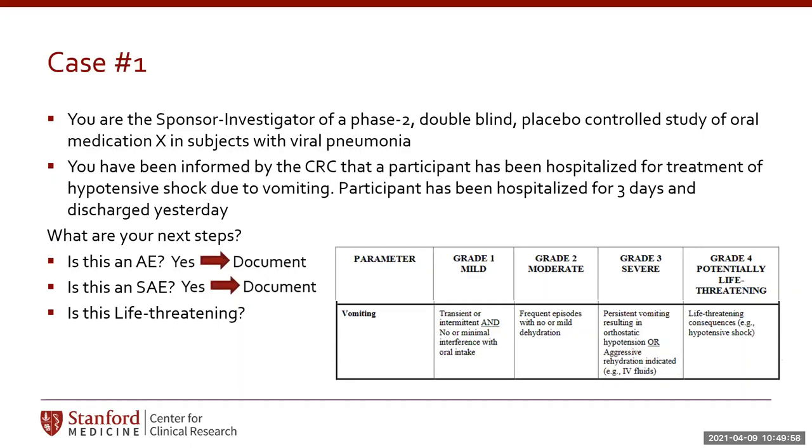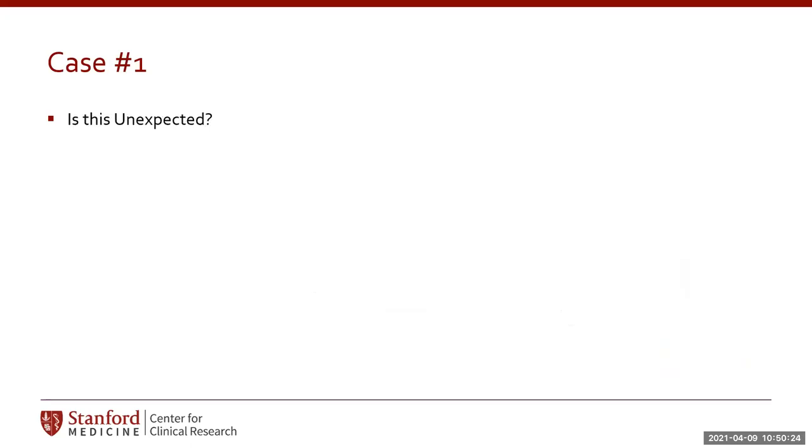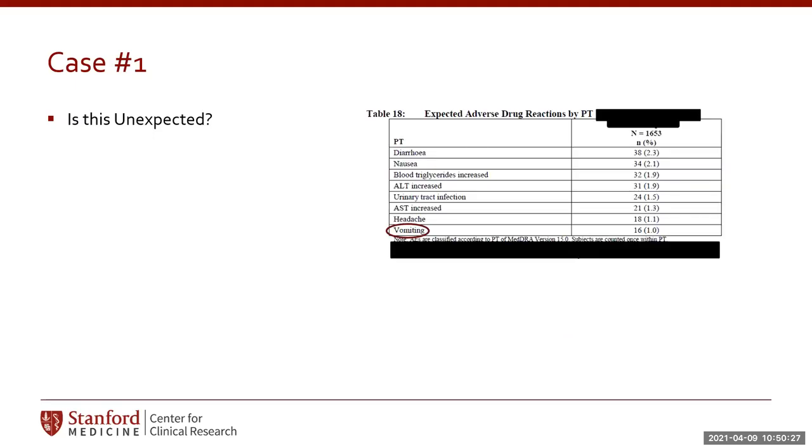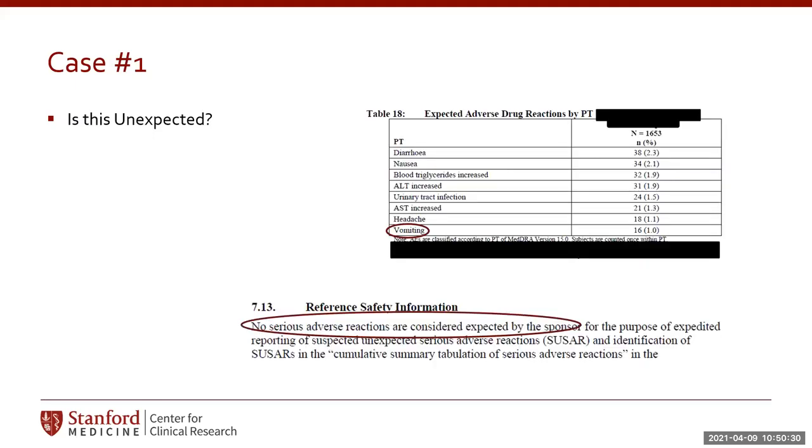Okay, somebody wrote, if there wasn't intervention, it would be life-threatening, okay? But hypotensive shock due to vomiting is certainly grade four, and it would therefore be a life-threatening adverse event, and it should be graded as such. Now, is this unexpected?